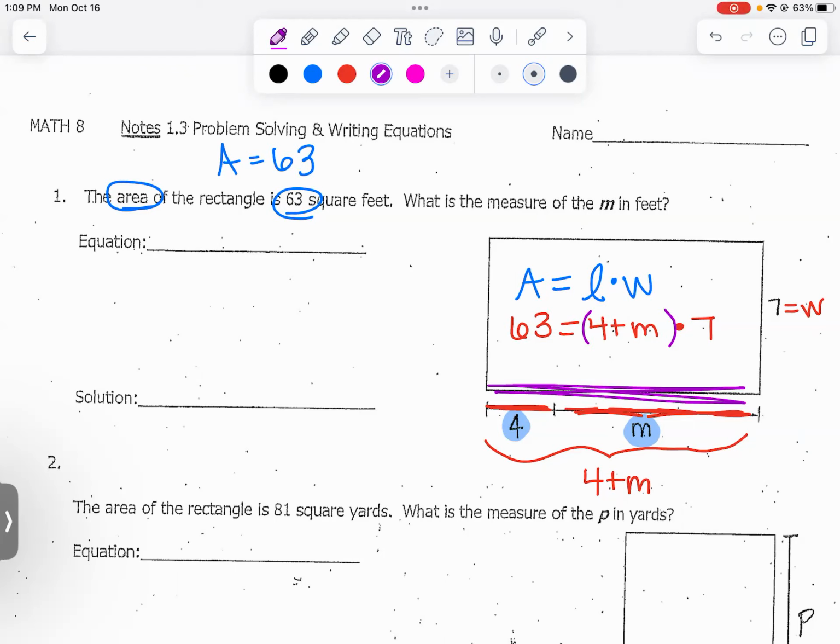This is very true. So when I'm asking you, what's the equation to solve for M? This is what I want you to write: 63 equals (4 plus M) times 7. On the test, that would be a point. Can you write the equation?